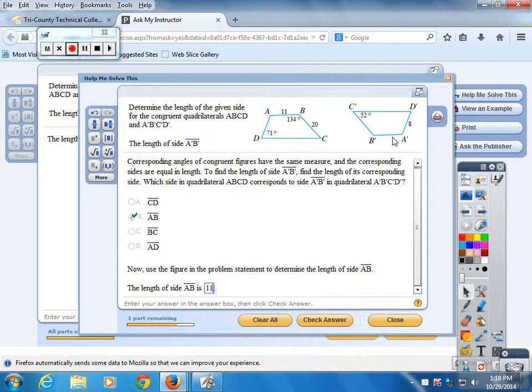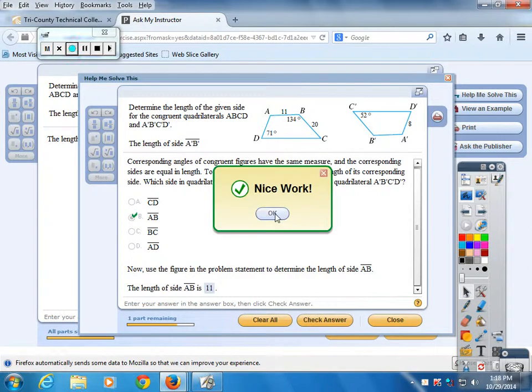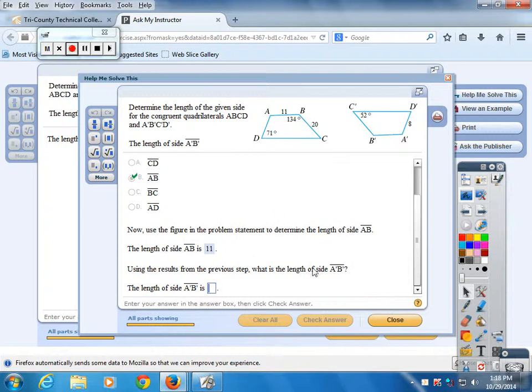They're assuming then, okay, this is where I got a problem because it says congruent quadrilaterals. Congruent, if you look up congruent, that means that two sides are the same, or that means that there are similar triangles. So AB would be 11. Okay, that's what they're going on.